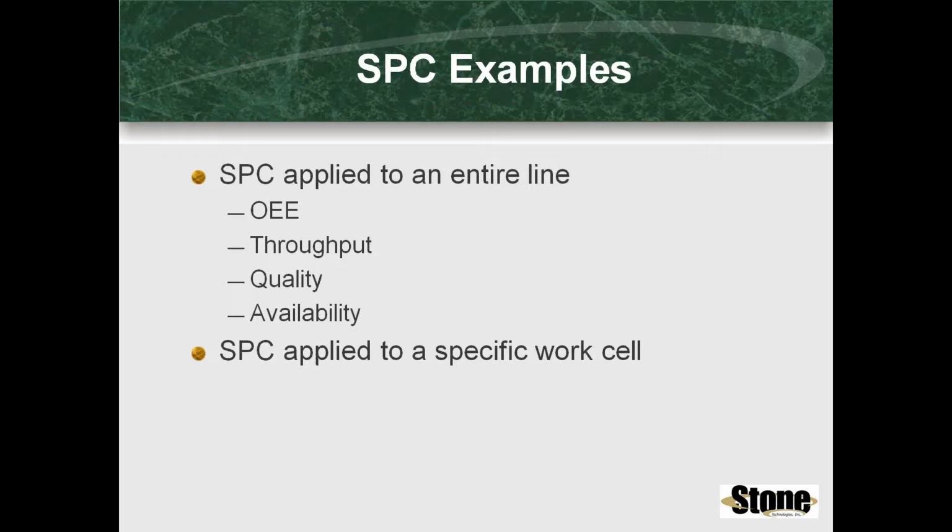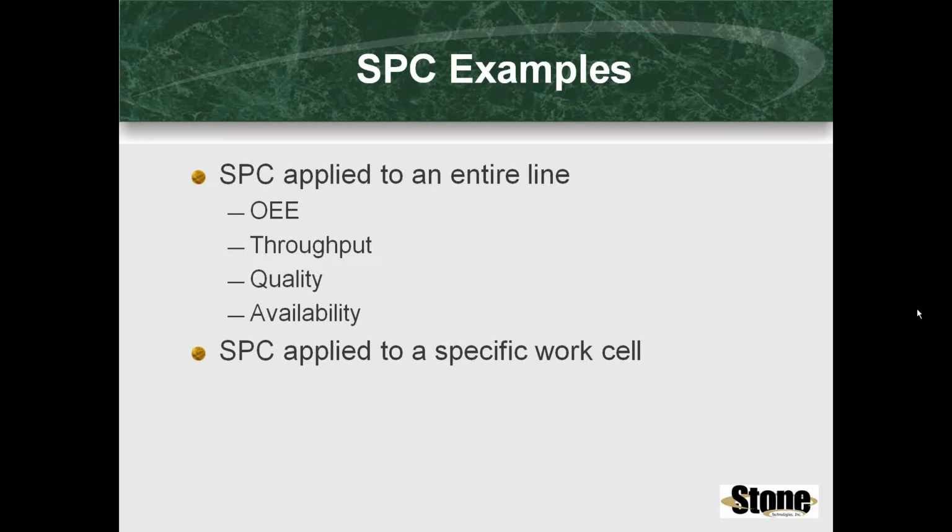So for today's example, we're actually going to look at SPC applied to an overall line. We're going to be looking at the pieces throughout the line of the OEE, throughput, quality, and availability. And then we're going to go detailed into a specific work cell. So our first slide is looking at an overall packaging line.